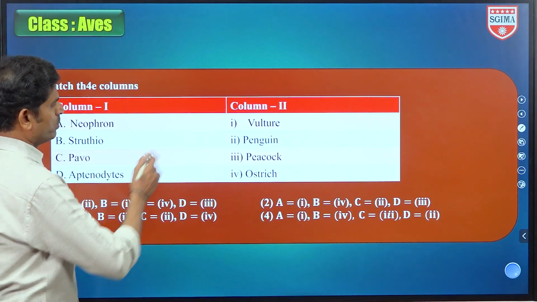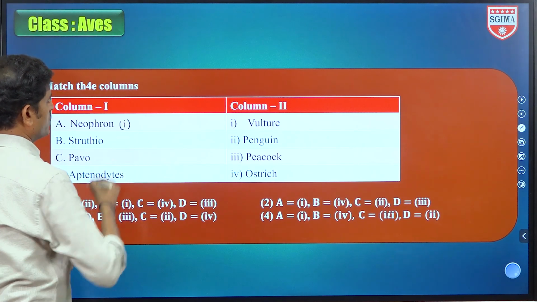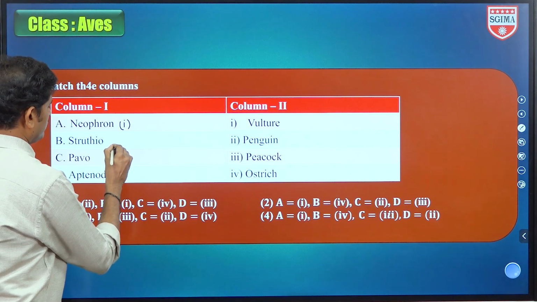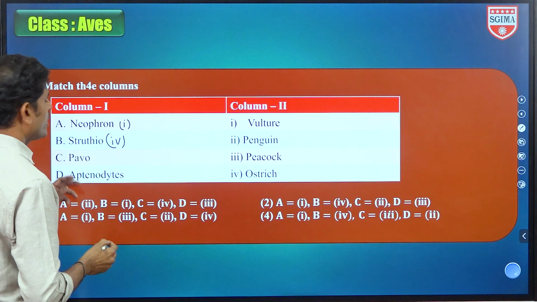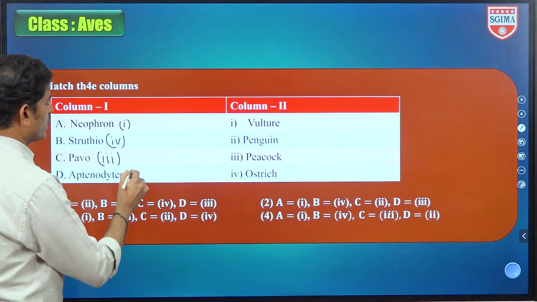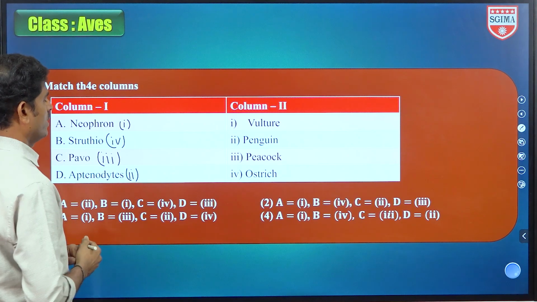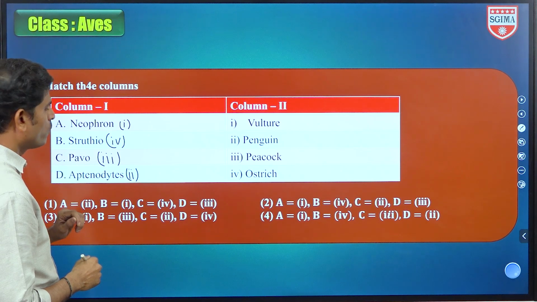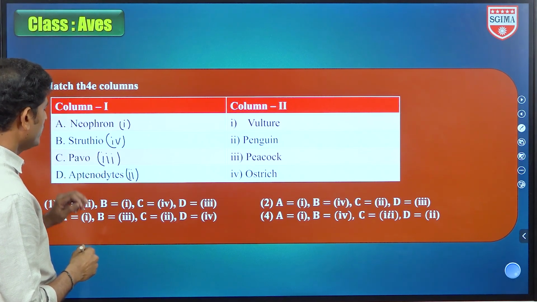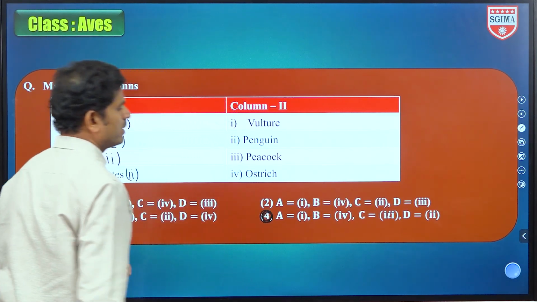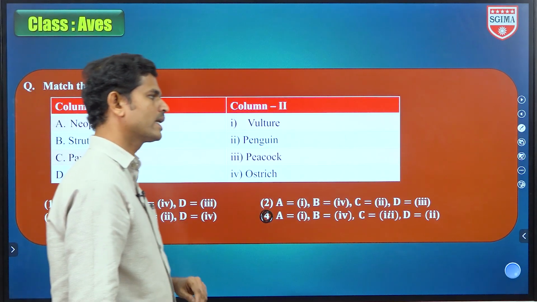Neophron means vulture, it is vulture. Next one, Struthio camelus, that is ostrich, the fourth one. Next one, Pavo cristatus, that is peacock, the third one. Next, the remaining one is Aptenodytes, that is the second one, penguin. Now, which option is correct here? A1, B4 and C3, and next D2. With D2, the fourth option is the only correct one. Okay, so match the following, the fourth option is correct.